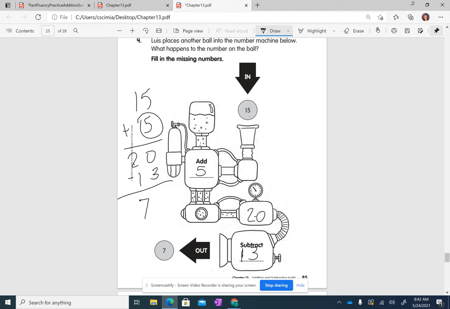Whatever you want to add or subtract can change, but it has to end up at 7.